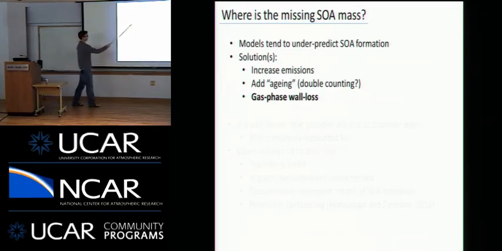As I mentioned, we can add aging reactions, but I would contend that depending on how you do this, you're double counting. But I want to explore something different here. I want to explore gas phase wall loss within chamber experiments.